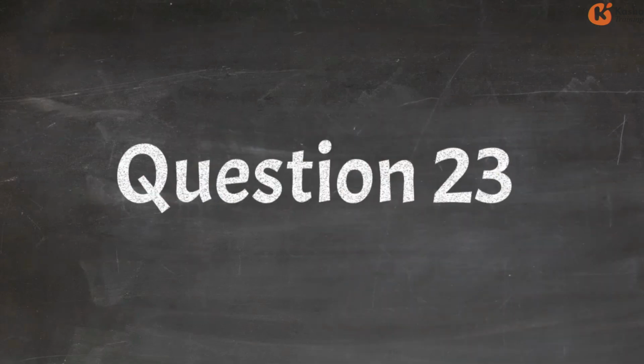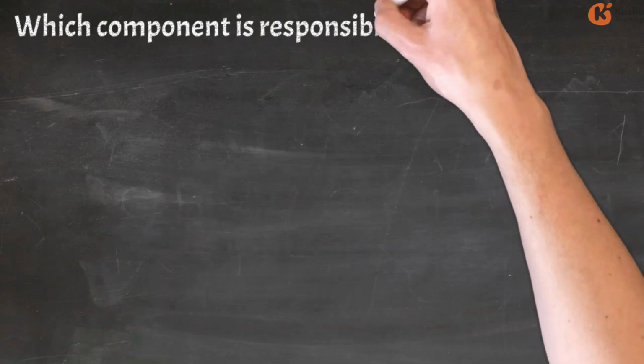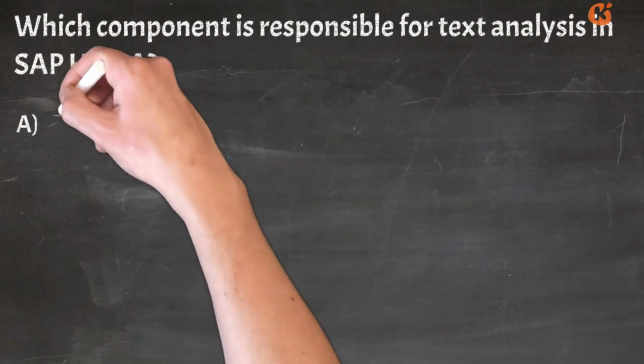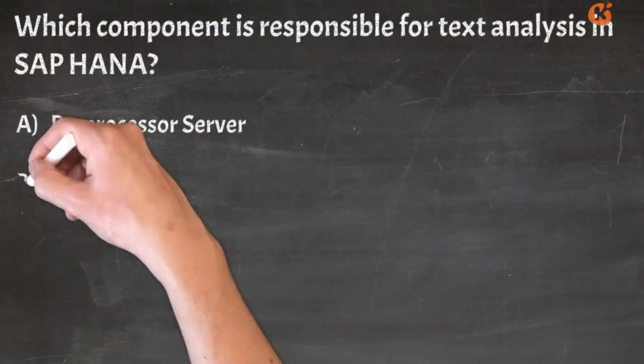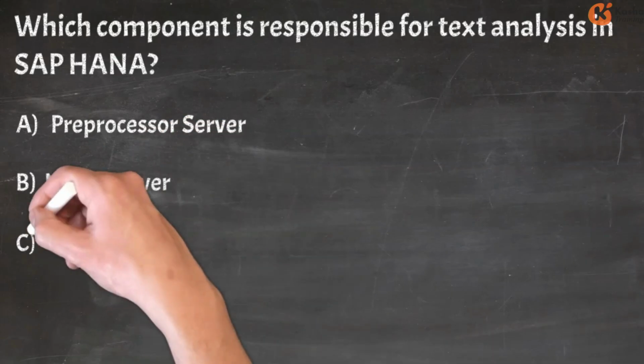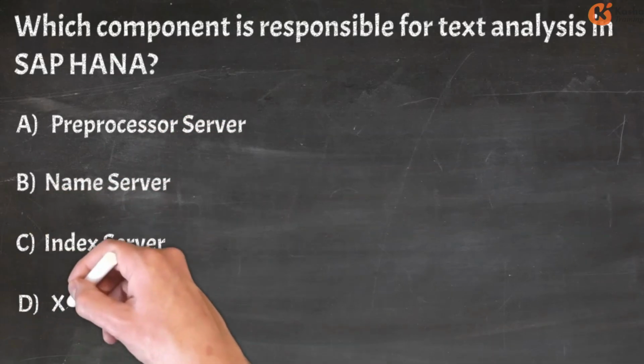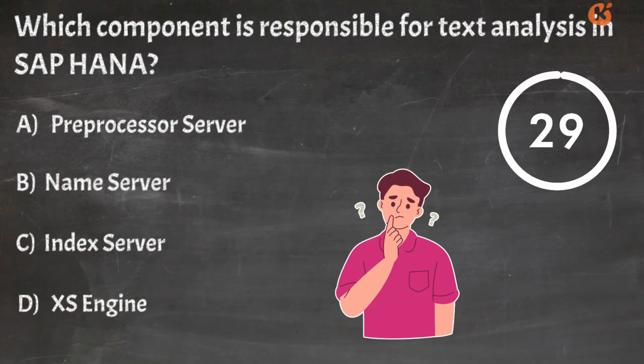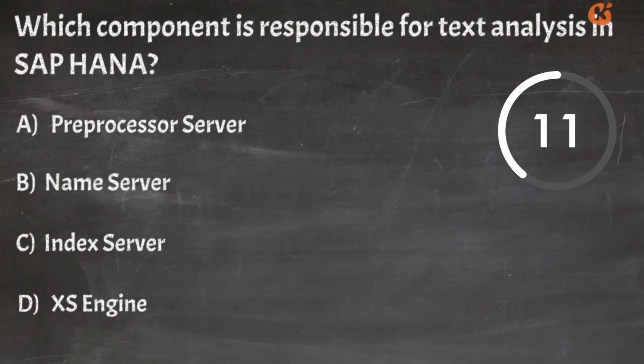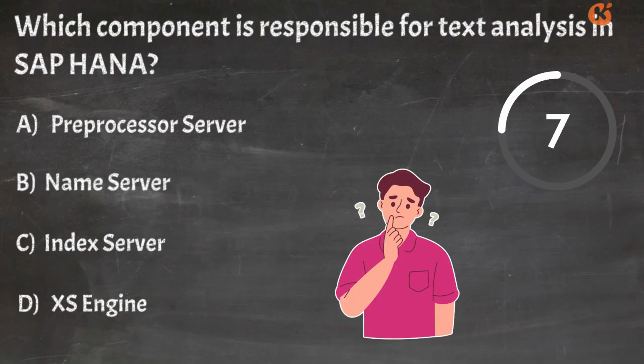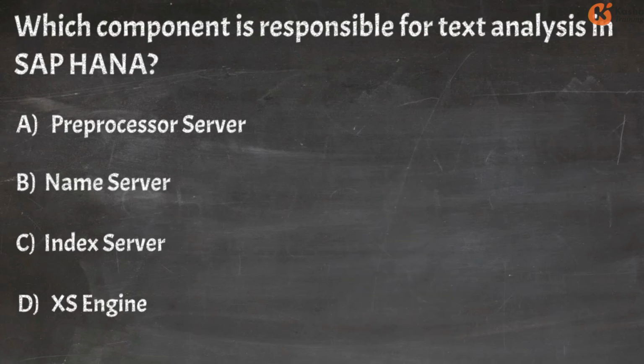Question 23. Which component is responsible for text analysis in SAP HANA? A. Preprocessor server. B. Name server. C. Index server. D. XS engine. Correct answer A. Preprocessor server.